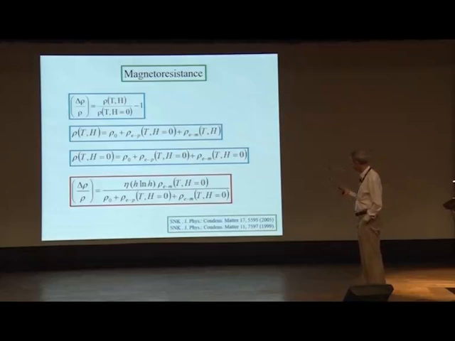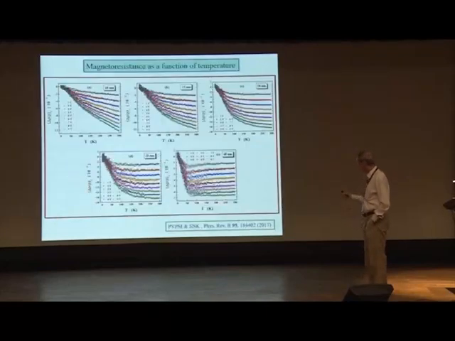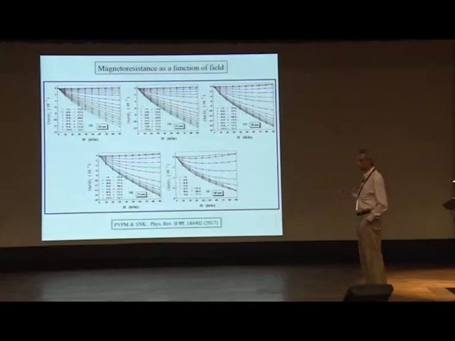So now you see that this is magnetoresistance at different fields as a function of temperature. These fits are based on that equation, where there is only one variable, which is eta. So you see it describes this data quite well. There are no more free parameters, only one free parameter. This is versus field at different temperatures.